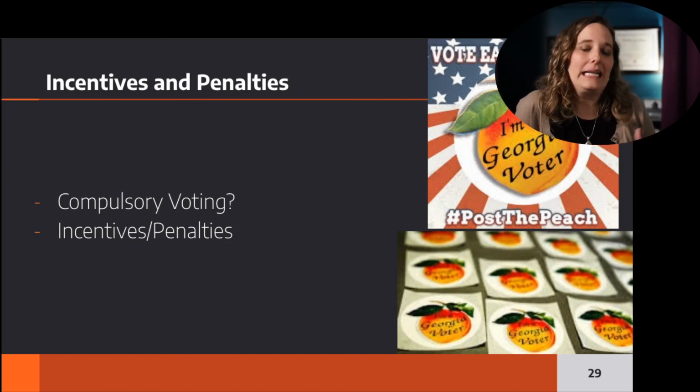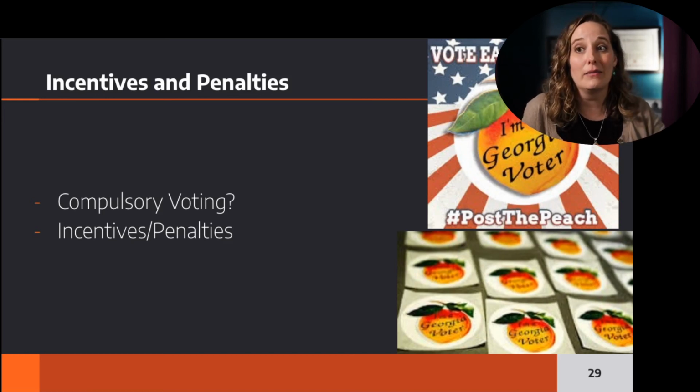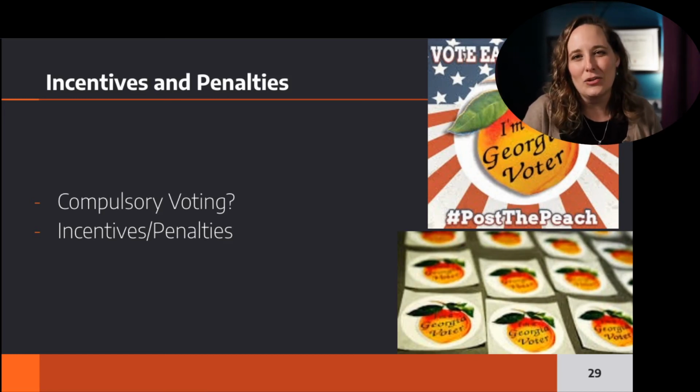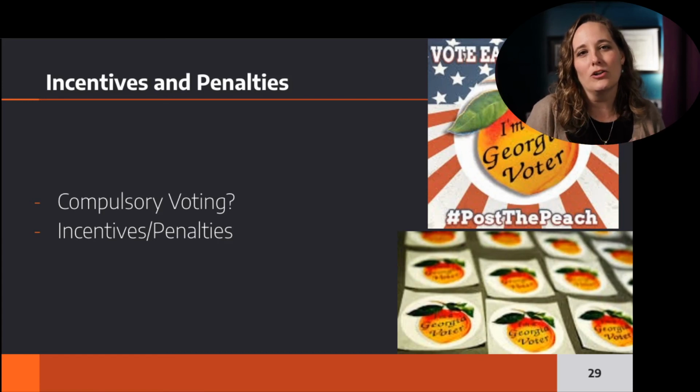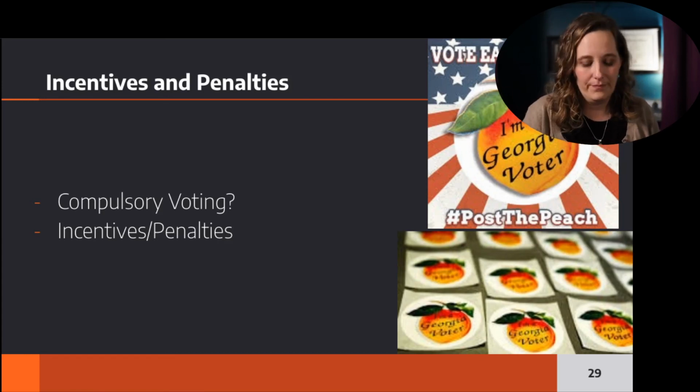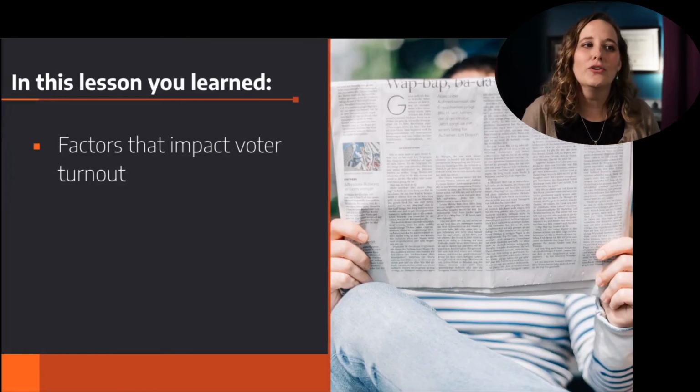Other countries provide incentives for their citizens to go vote, like they might actually pay them to go vote. However, the United States doesn't do either one of those, so it's not something that we're going to talk too much about. But if we did, it could affect voter turnout. In this lesson, you should have learned factors that impact voter turnout.